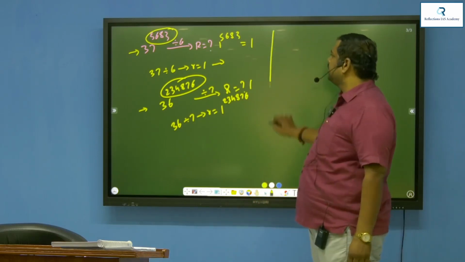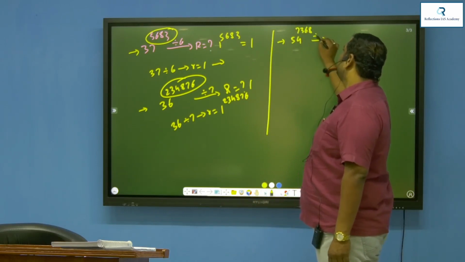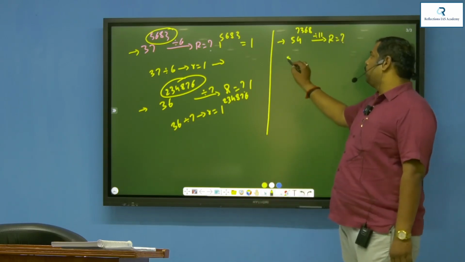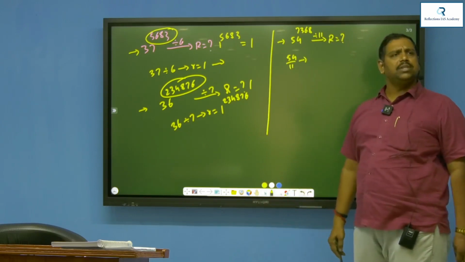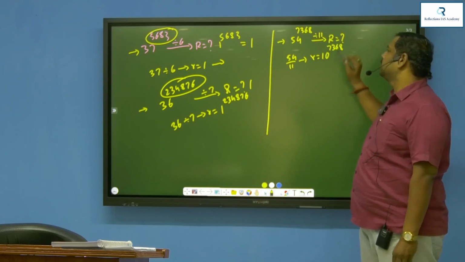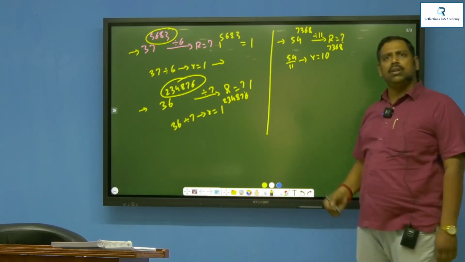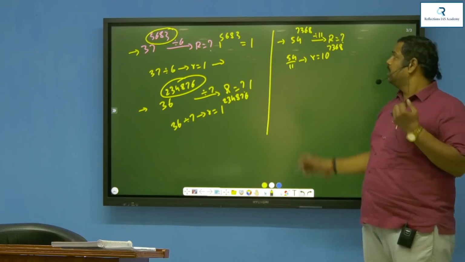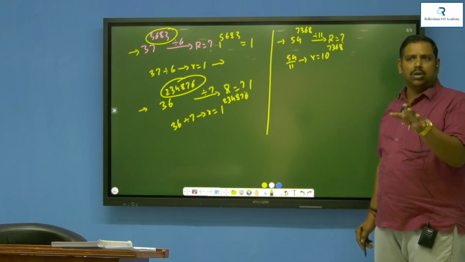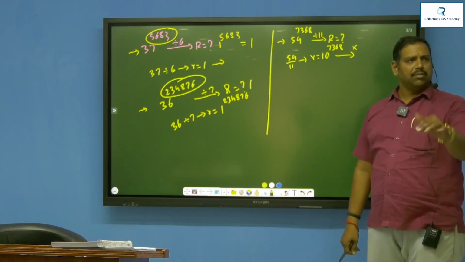Suppose the number he gave is 54 power 7368. When you divide with 11, what is the remainder? Suppose I am going 54 by 11. 11 fours are 44, right? What's the remainder you got? 10. Okay, 10 power 7368. Will this be less than 11 or more than 11? More than 11. But our intention is, if you are dividing with 11, the remainder should be less than 11. But this is not. Then what should I do? So the problem stops here. Of course, we have some other procedure that we will see after some time.